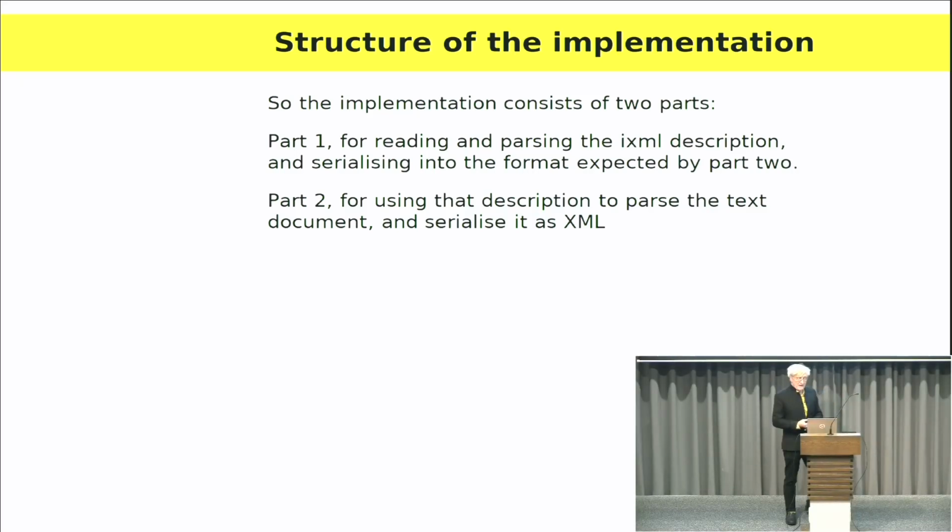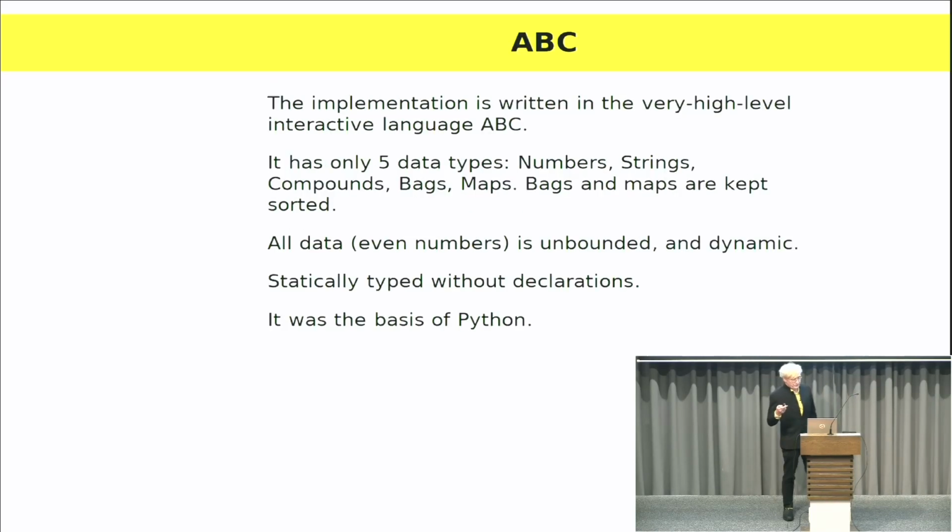Part one reads and parses the ixml description, serializes it actually into a different format, the format expected by part two, and part two then uses that description to parse the text that you're really interested in, the text document, and serialize that as XML.